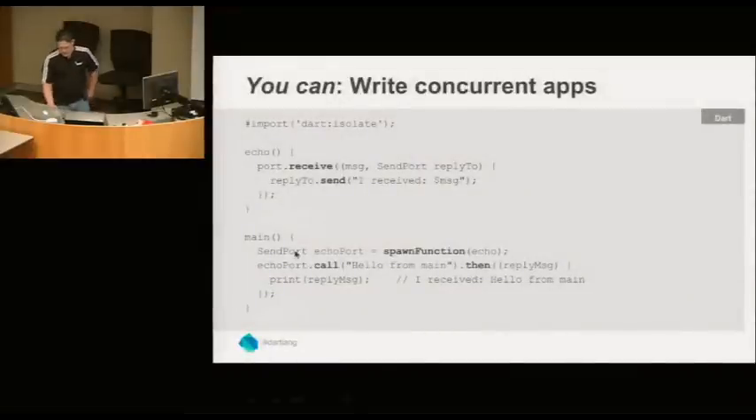So here's what it looks like to do isolates. We're spawning a function called echo port, and we're calling hello from main, so that sends a message. And then when we get the reply, we just print the reply. Here's the isolate. We receive a message, and then we send a response, I received. So it's actually fairly straightforward.